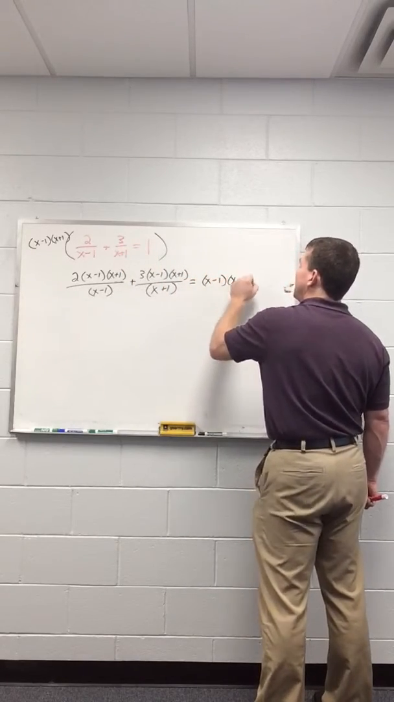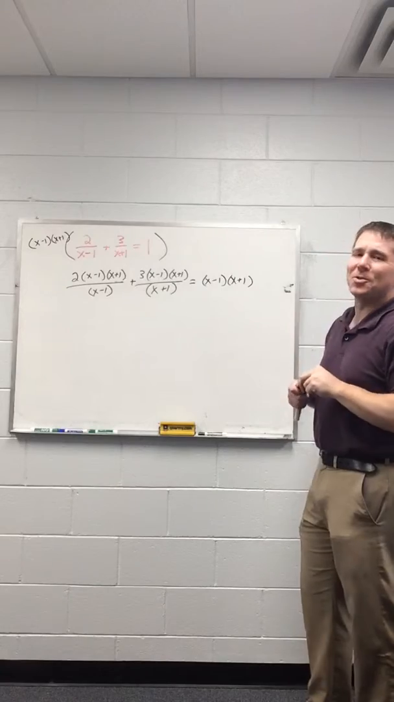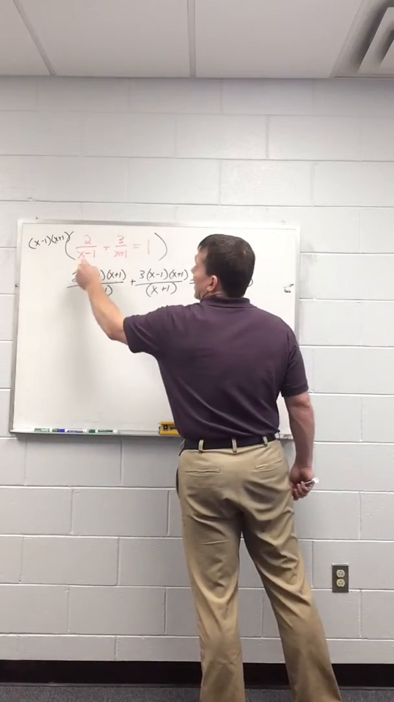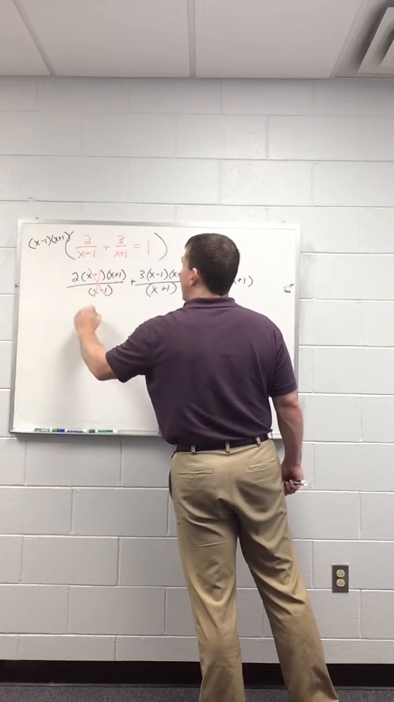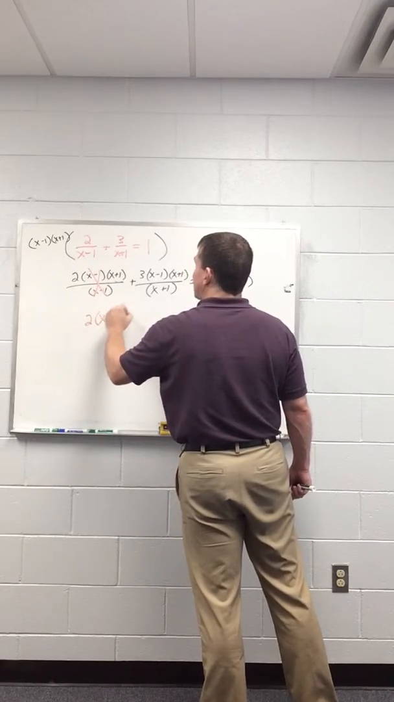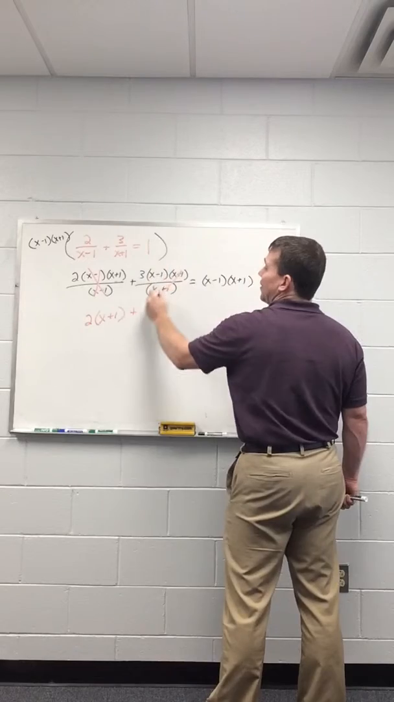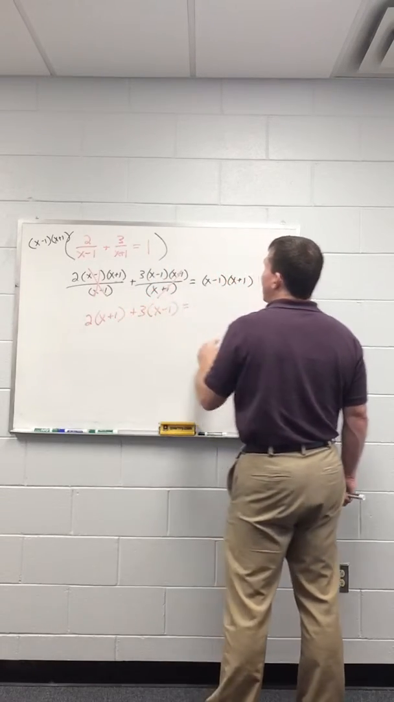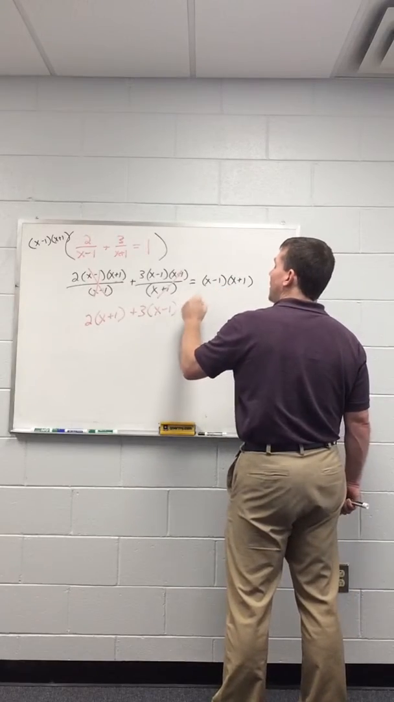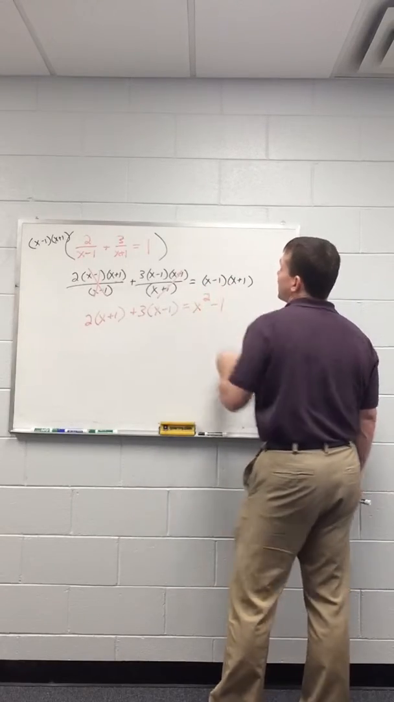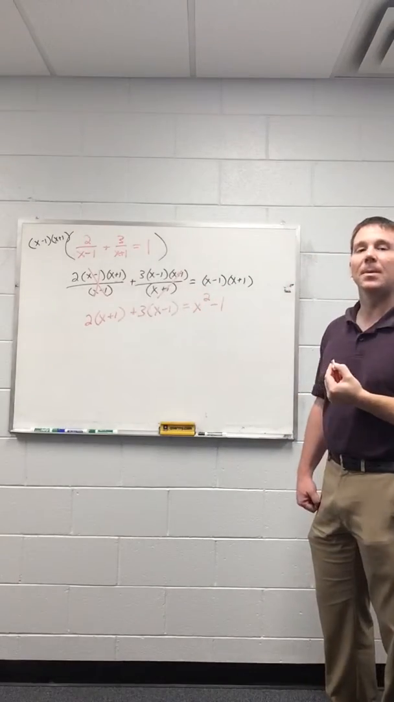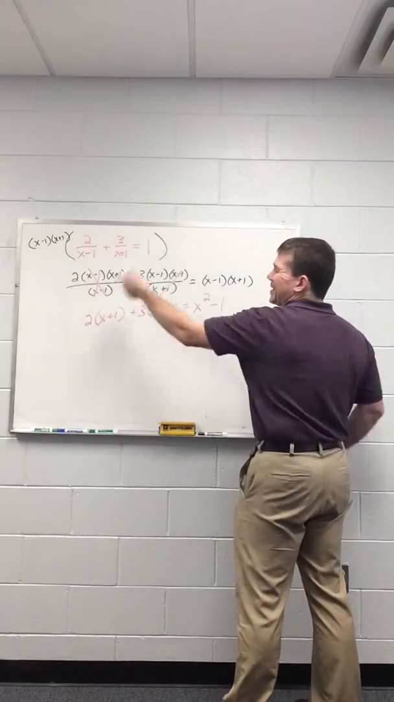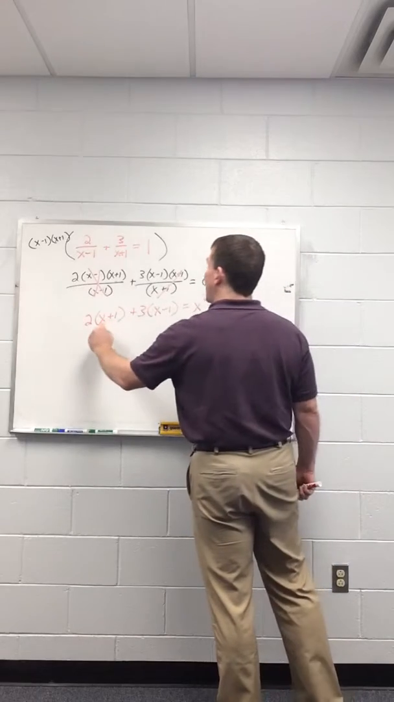As I said, once you know what you're doing, you can kind of shortcut this and save yourself some time. But here, the x minus 1's cancel. I get 2 times x plus 1, plus here the x plus 1's cancel. 3 times x minus 1 equals, here I'm going to FOIL, that's a difference of squares. So that's x squared minus 1. Now, this is a quadratic. Distribute, get rid of fractions, and try to solve it all out.